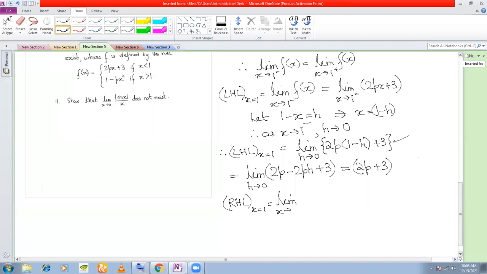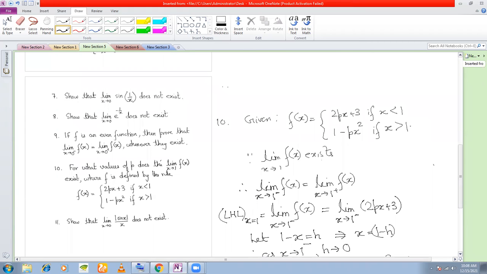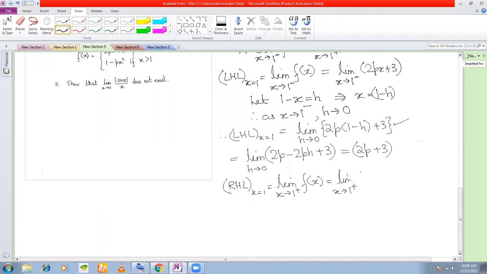As x tends to 1 plus, f(x) is equal to... What is the value of f(x) when x approaches 1 from values that are higher than 1? If x approaches 1 from values that are higher than 1, the value of the function is 1 minus px square.